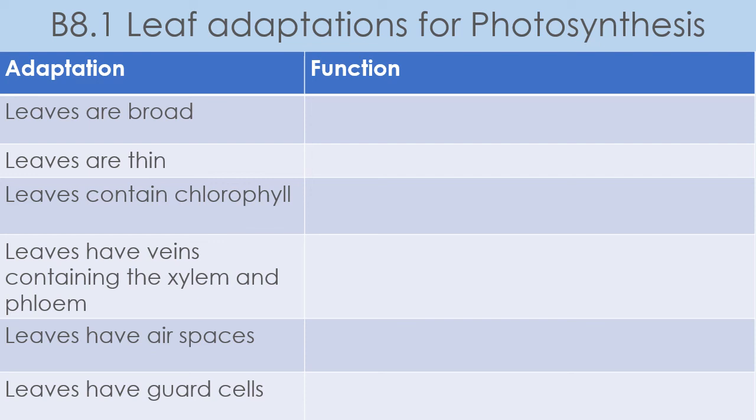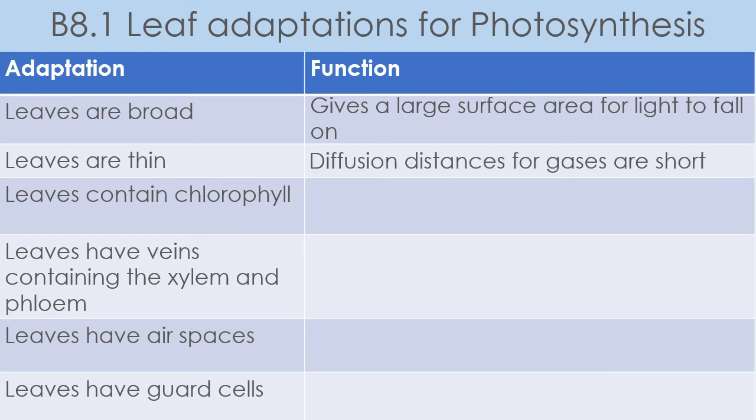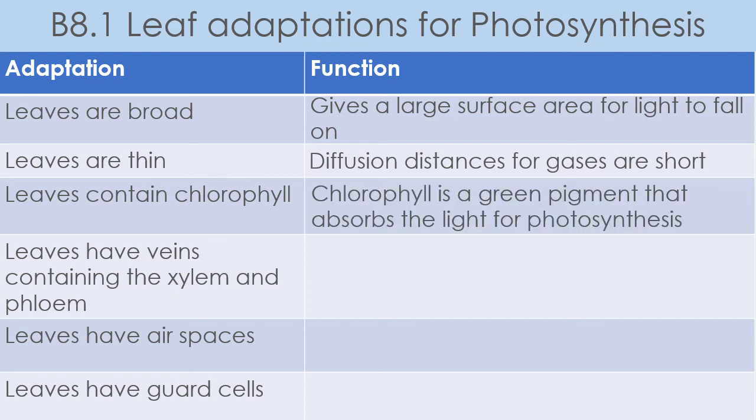Welcome back. So we're going to go through the functions. We'll go from top to bottom. So the leaves are broad, and this gives them a large surface area for light to fall on. The more light they can get, the more photosynthesis they can carry out. Leaves are thin, because it makes the diffusion distance for the gas shorter. So they haven't got as far to diffuse, makes it a lot easier to happen. The leaves contain chlorophyll. Chlorophyll is that green pigment that absorbs the light for photosynthesis.